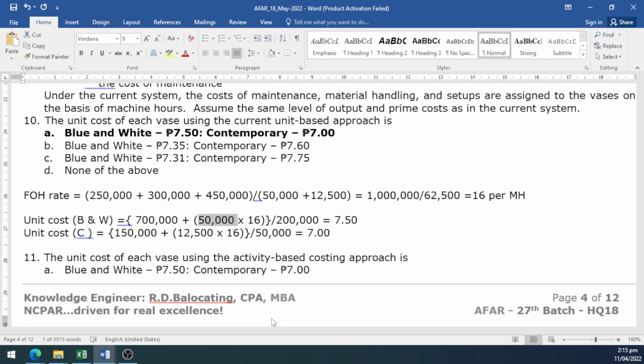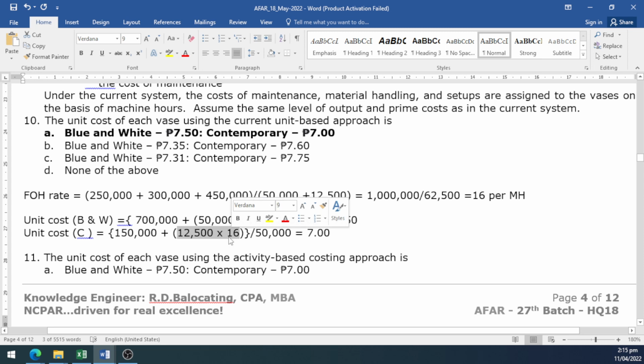For the contemporary, na may prime cost na 150, ang allocated overhead niya is 12.5 times 16, or that's 200,000. So 200,000 yan actually, ano? 200,000 allocated overhead to contemporary. So total manufacturing cost for the contemporary is 350. Divided by 50,000, yan, 7 pesos per unit po. Yan po ay kung ang ginamit natin traditional. Okay?